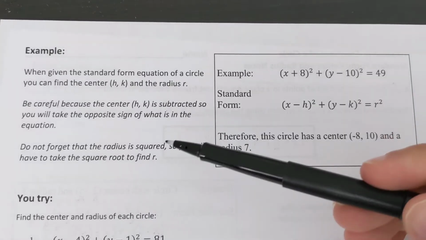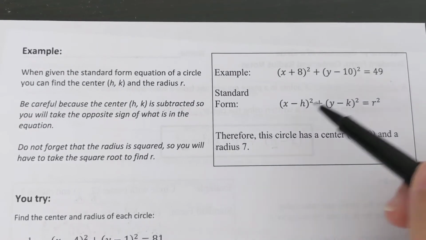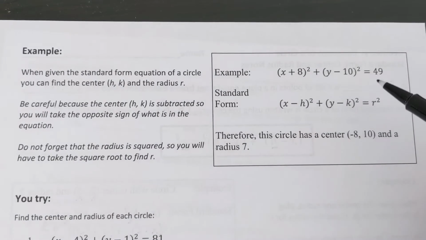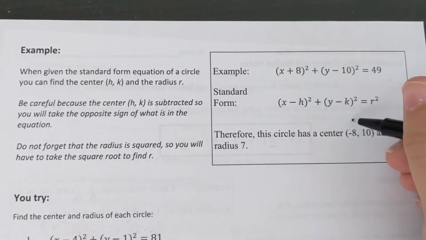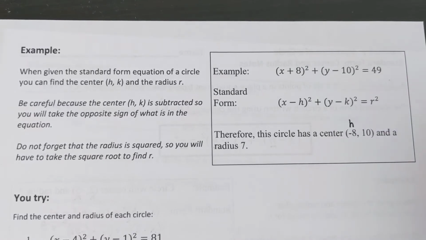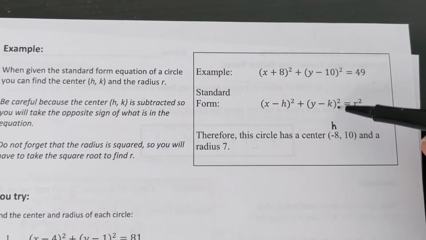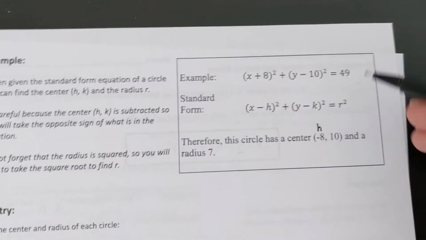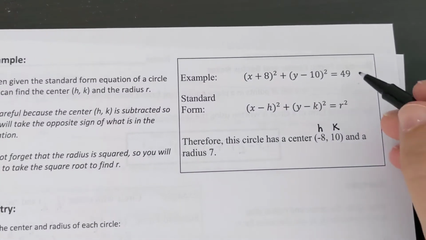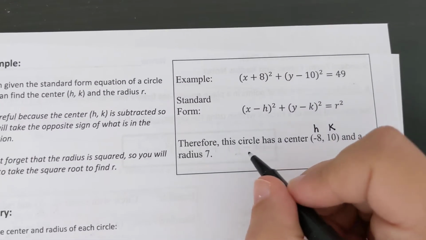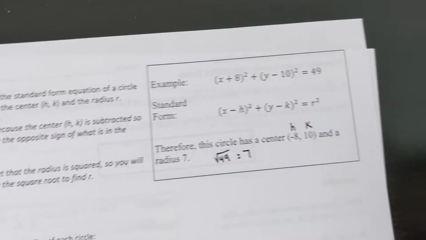Okay? So, in this example, this is the equation they gave us, and this is our standard form equation. So, we have to take the opposite of each. Since this is a +8, h, the first point in our center, is going to be a -8. It's going to be the opposite. For k, it is a -10. So remember, opposite of -10 is going to be a +10. That's where the k came from. And the radius, 7, because if I square root 49, that's how I'm getting 7 for the radius.